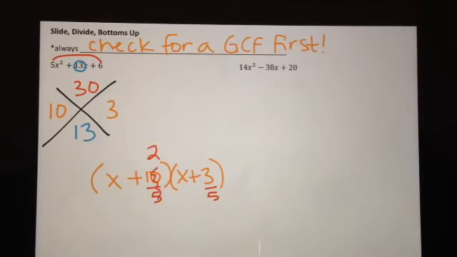And so now we can do the last part, which says bottoms up. So my first parenthesis is just going to be x plus 2. My second parenthesis, we're going to move the bottom up to the front. So 5x plus 3.